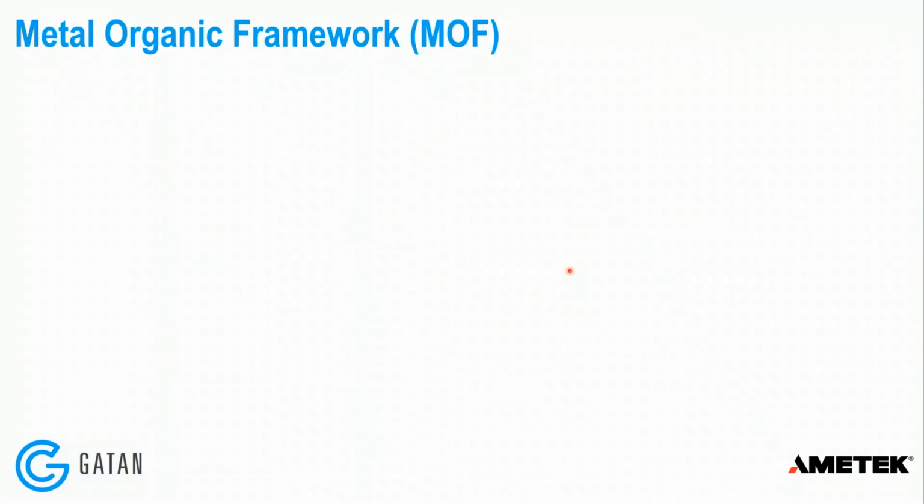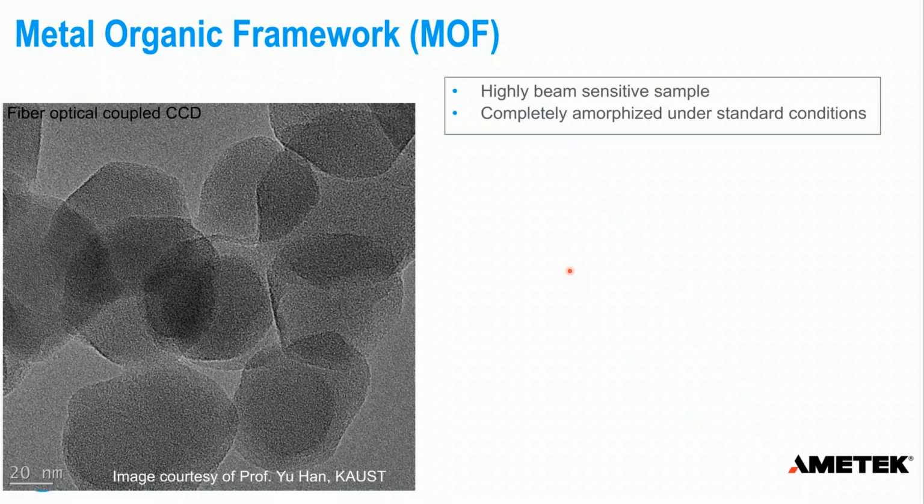So the first thing we'll look at is some imaging examples of these metal organic framework samples. These samples are really beam sensitive. So this is an example of trying to look at this specimen with a fiber optic coupled CCD. So regular imaging conditions with this beam sensitive sample, and it looks like everything is amorphous. You can't really see any crystalline structure in these particles at all.